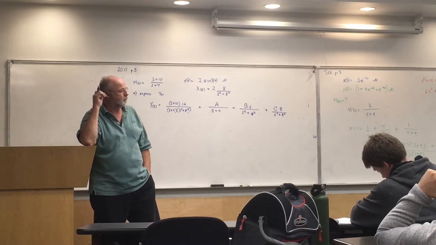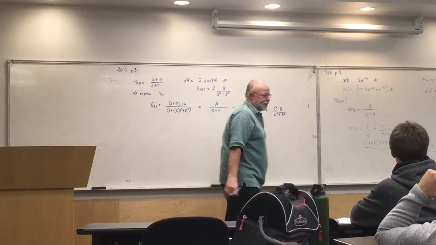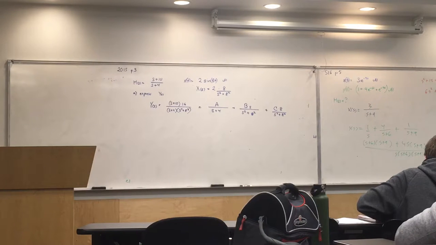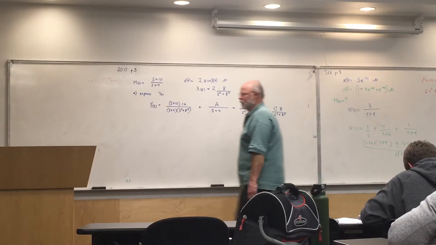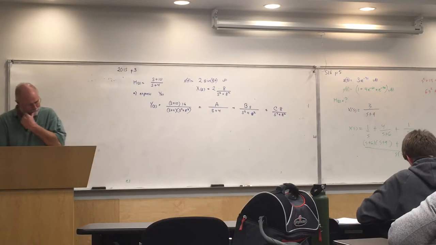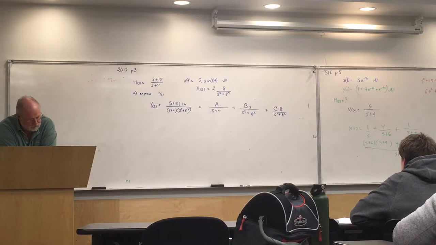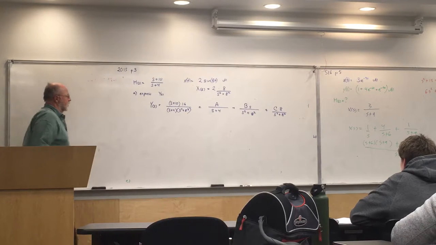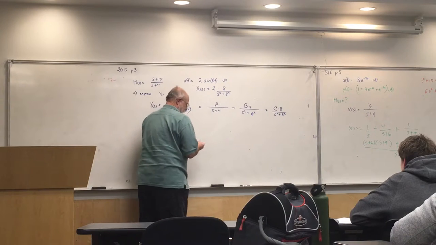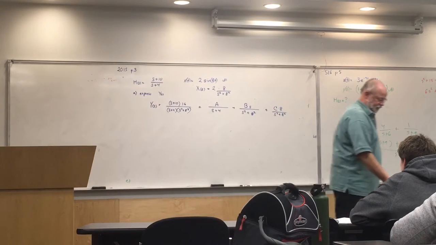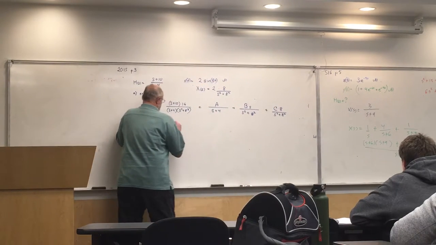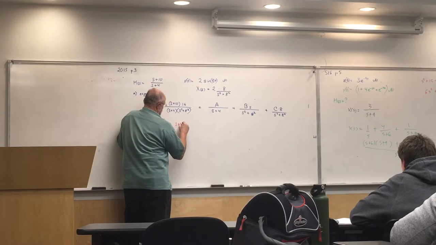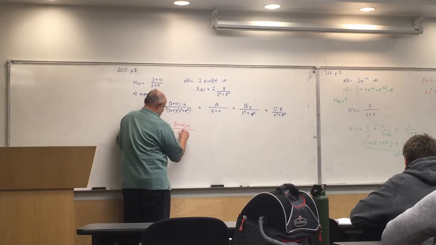Okay. What's the next part of this problem? Find the transient coefficient as a number. What do I need? Solve for A. So I'm going to multiply both sides by s plus 4, which would give me s plus 10 times 16 divided by s squared plus 8 squared on this side.